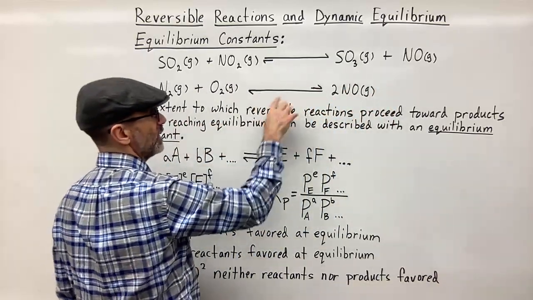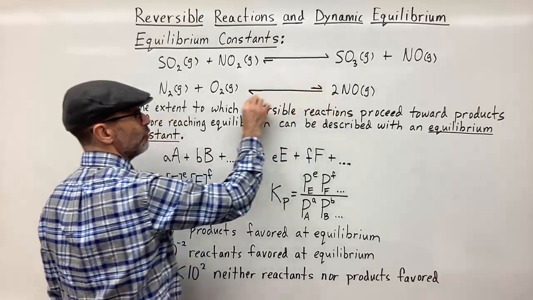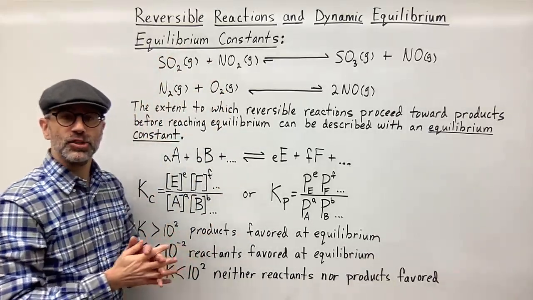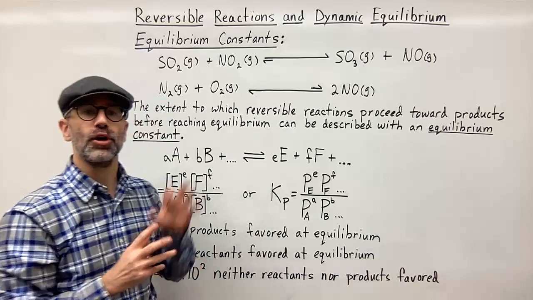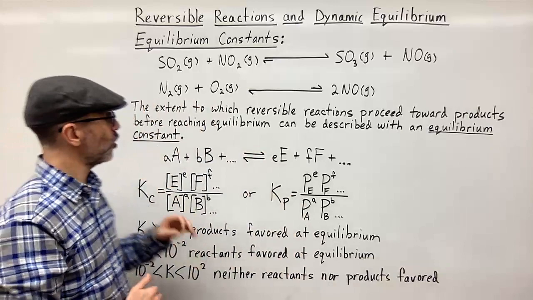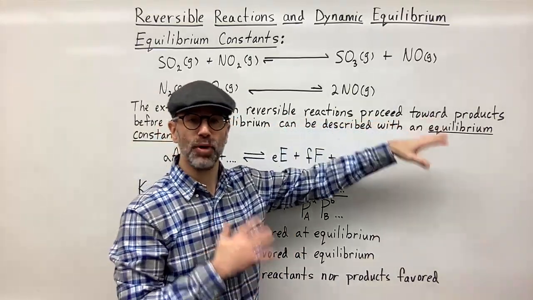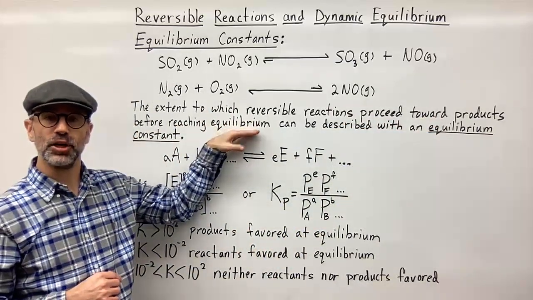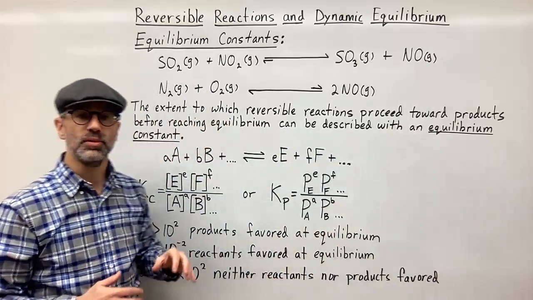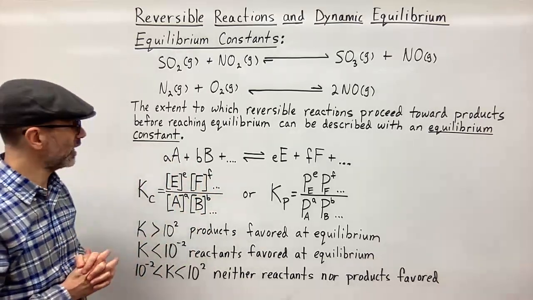So you can identify this with the arrows, because now the forward arrow is much smaller than the reverse arrow, indicating that the reactant side is favored. So some equilibriums are going to favor products, some are going to favor reactants. So the extent to which a reversible reaction is going to proceed toward products before reaching equilibrium can be described with an equilibrium constant. So which side is going to be favored can be described with an equilibrium constant.